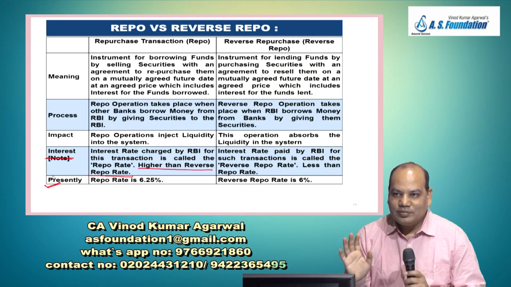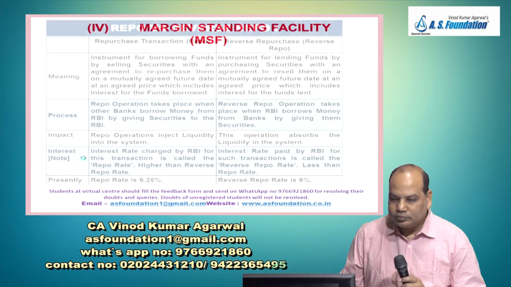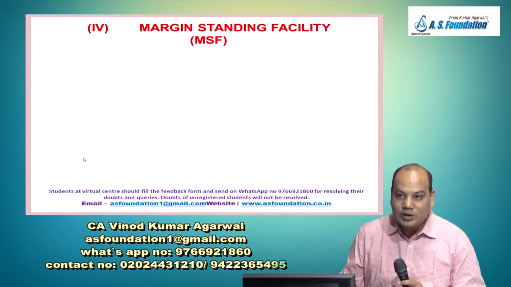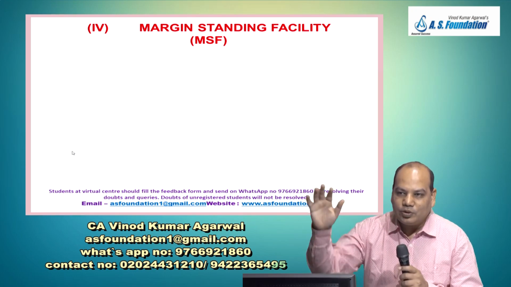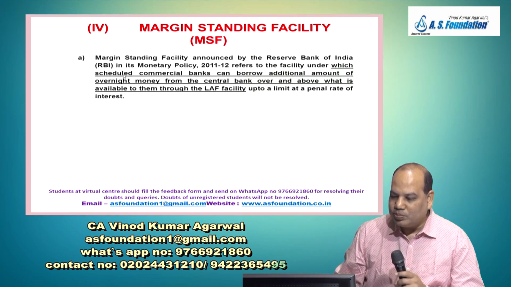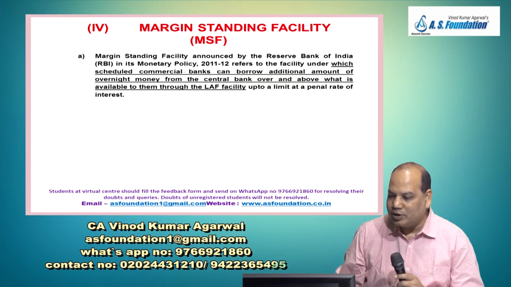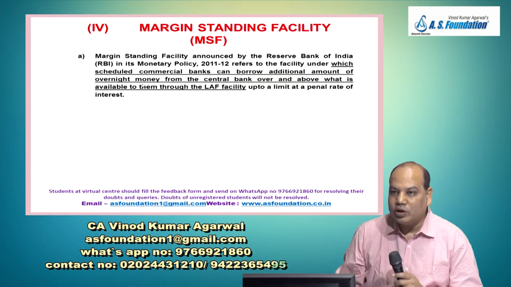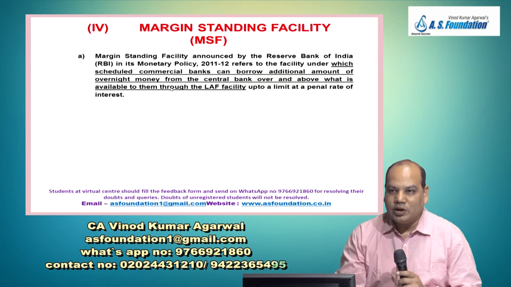So you have to write 6.25%. Noted? Now come to the next borrowing facility which RBI makes available to the banks. The Marginal Standing Facility, announced by RBI in its monetary policy 2011-12, refers to the facility under which scheduled commercial banks can borrow additional amount of overnight money. Suppose a commercial bank is in an emergency and needs more money to borrow, which window can they approach? The MSF window they can approach.